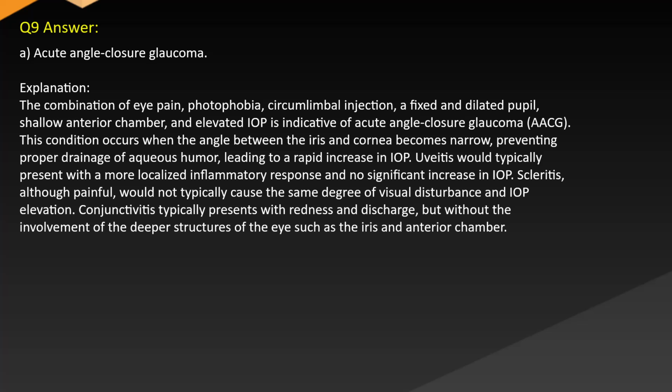Answer A. Acute angle closure glaucoma. Explanation: the combination of eye pain, photophobia, circumlimbal injection, a fixed and dilated pupil, shallow anterior chamber, and elevated IOP is indicative of acute angle closure glaucoma. This condition occurs when the angle between the iris and cornea becomes narrow, preventing proper drainage of aqueous humor, leading to a rapid increase in IOP.